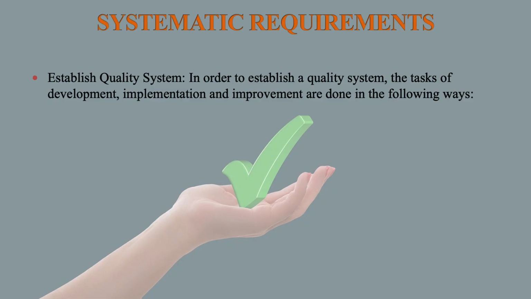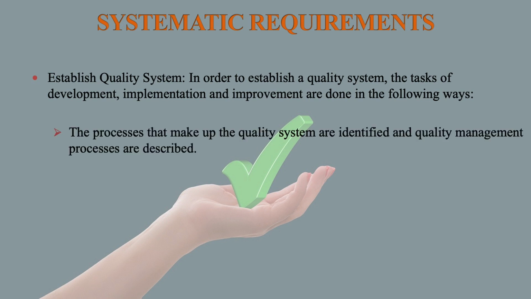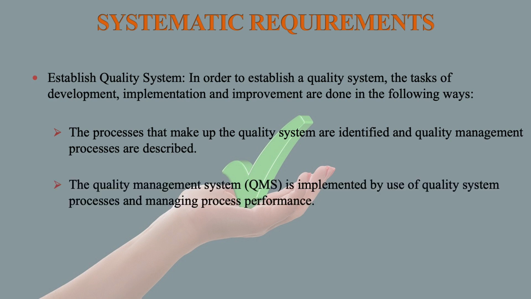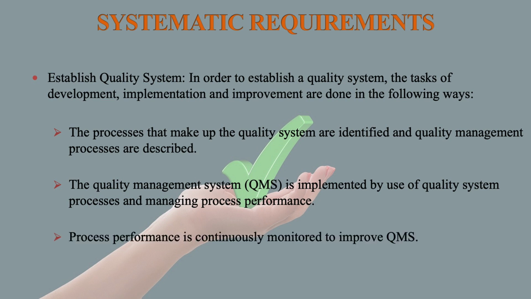Systematic requirements. Establish quality systems. In order to establish a quality system, the tasks of development, implementation and improvement are done in the following ways. The processes that make up the quality system are identified and quality management processes are described. The quality management system is implemented by use of quality system processes and managing process performance. Process performance is continuously monitored to improve the quality management system.